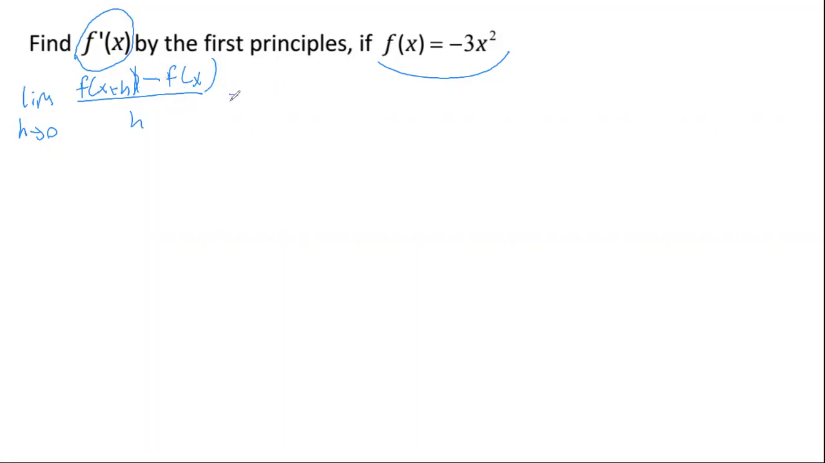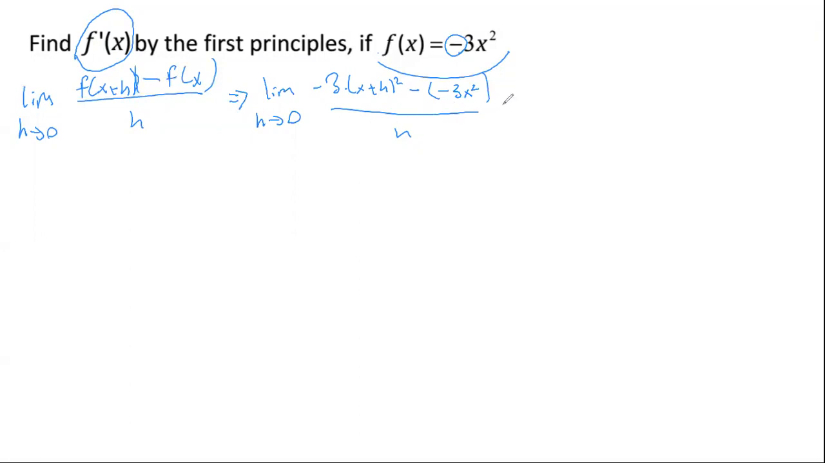I mean that we say negative, limit h to 0, negative 3 times (x+h) squared minus bracket negative 3x squared. Remember, you have a negative sign in front of it in the equation, and that negative is from the formula, over h. So now I just need to open this and distribute the negative inside.